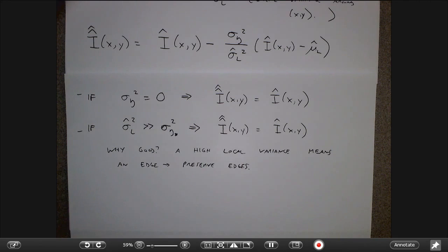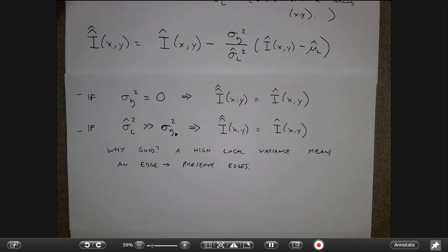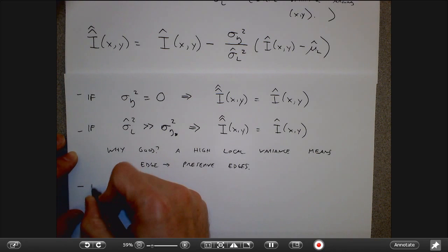If you remember from when we were looking at edges, an edge basically comes about when I have a lot of pixels on one side that are dark and a lot of pixels on the other side that are light. That means I should have a pretty high variance in that region. And so I don't want to blur out that edge. I want to keep that edge as it is.